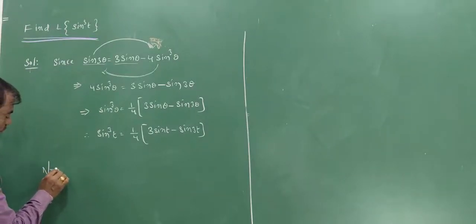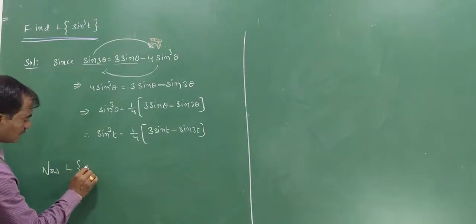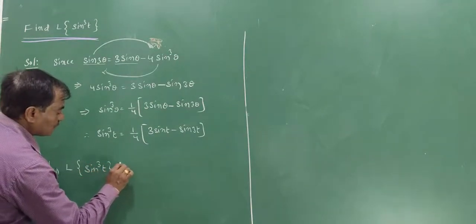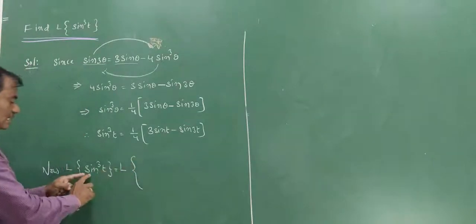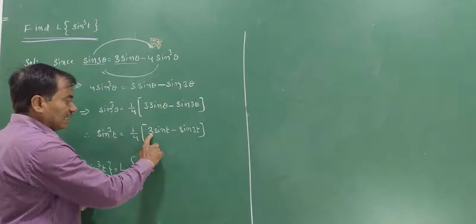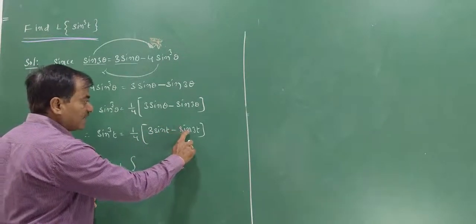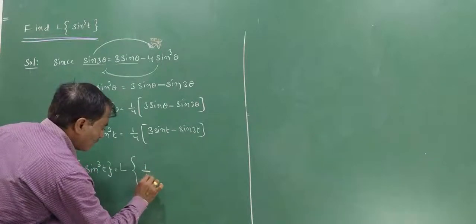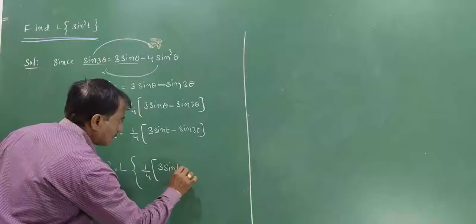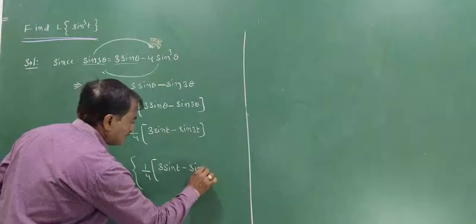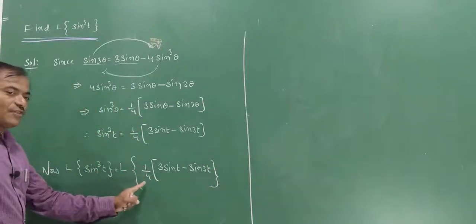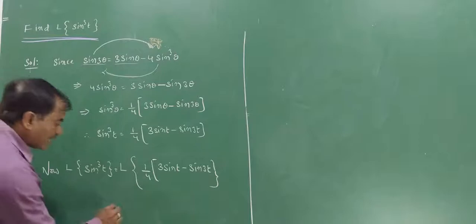Now, Laplace transform of sin cube t equals, here this sin cube t is replaced by 1 by 4 of (3 sin t minus sin 3t). Here 1 by 4 is a constant, so we shift it outside the operator.